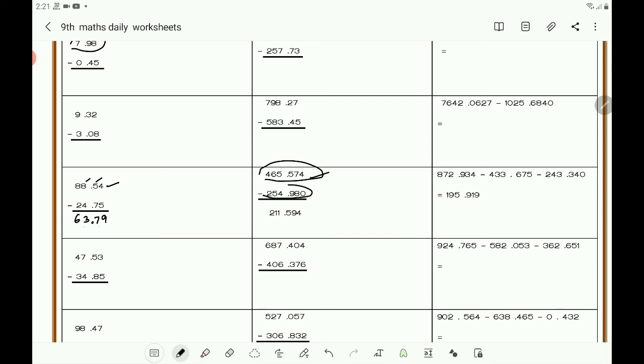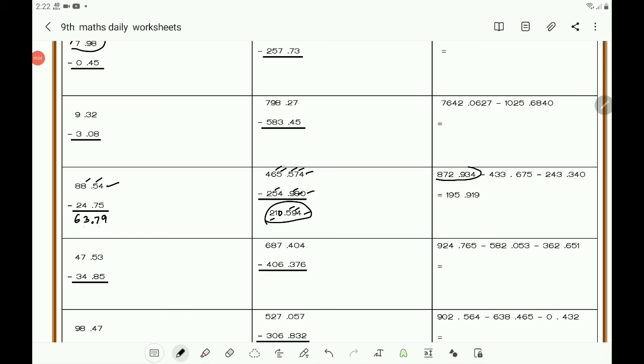465.574 minus 254.980. Here 4 minus 0, 4. 7 minus 8 means 17 minus 8, 9. Here 4 is remaining. 14 minus 9, 5. Here 4 is remaining. 4 minus 4, 0. And 6 minus 5, 1. And 4 minus 2, 2. 210.594 you got.